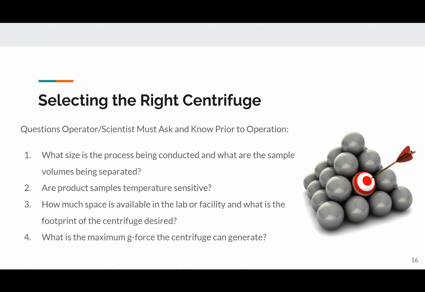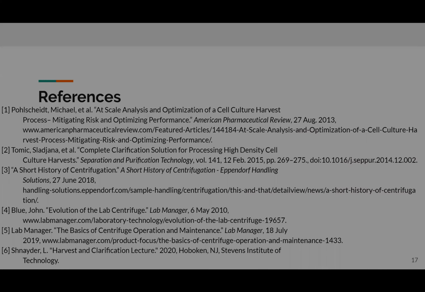Finally, when selecting the right centrifuge, the operator or scientist must ask and know these questions prior to operation. Floor-standing models with a higher capacity and various rotor configurations would best suit processes with large or varying volumes. If the samples are temperature sensitive, a centrifuge with refrigeration and temperature control would be required. There needs to be enough room available to house and operate the centrifuge. And some cell samples are better separated at low speed, while others, such as whole cell separation, can be conducted with ultracentrifuges. And thank you.